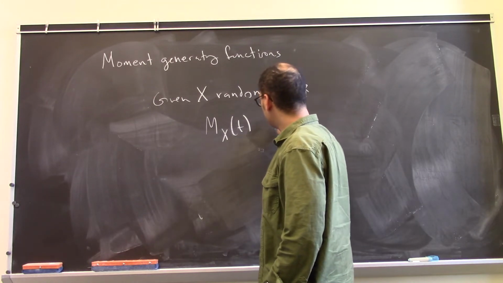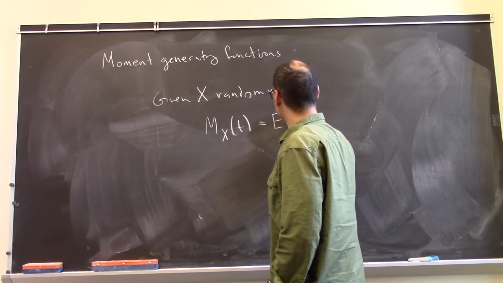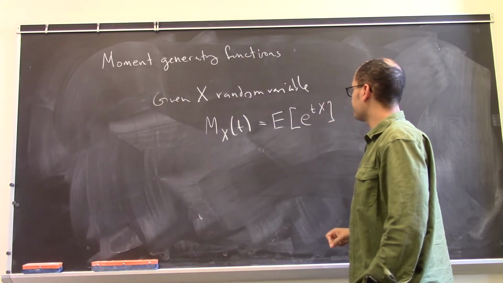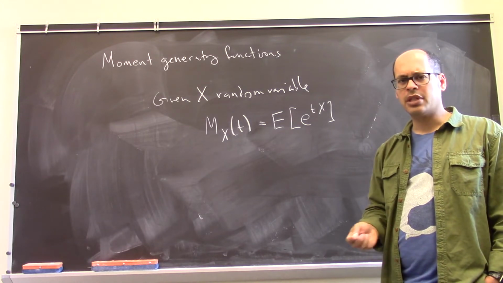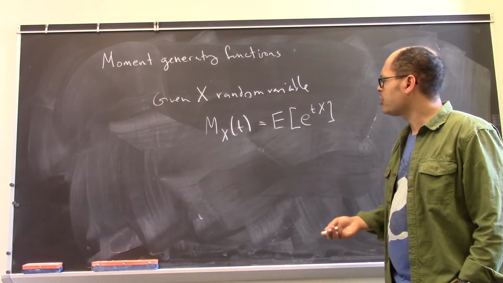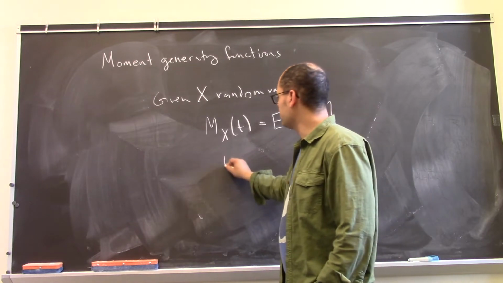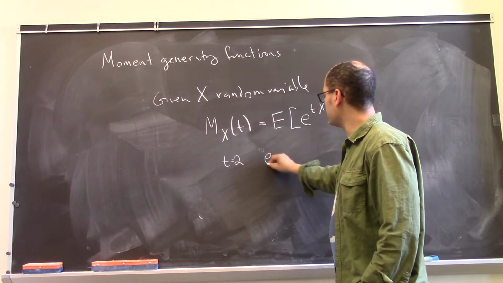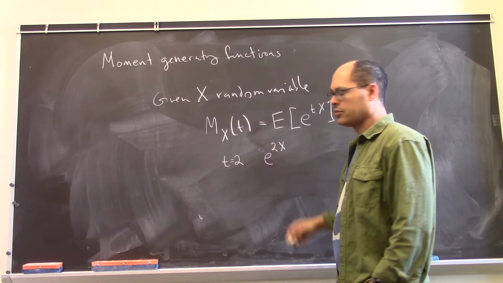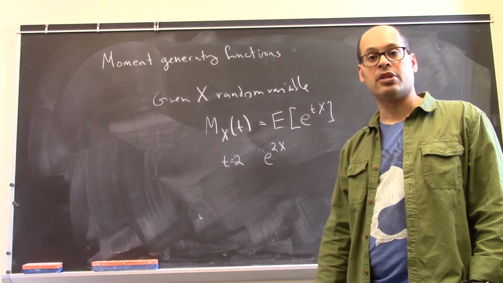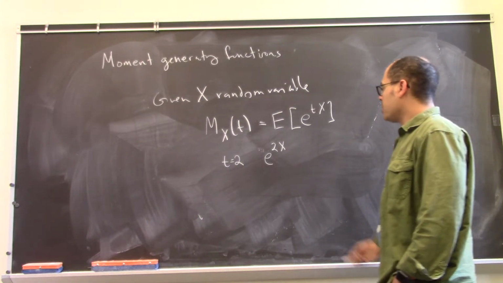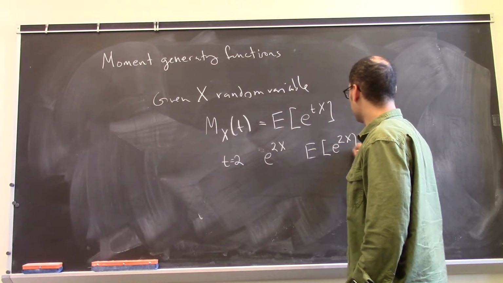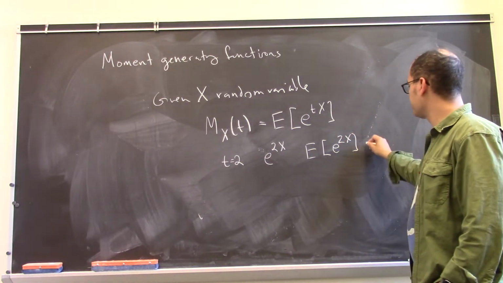Well, the definition is that this is the expected value of the expression e to the tX. So let's think about what that means. If I were to give you any particular value of t, for example t equals 2, then you can consider the new random variable e to the 2X, some new random variable derived from the original one. And of course it has some expectation, some expected value, which is a number.